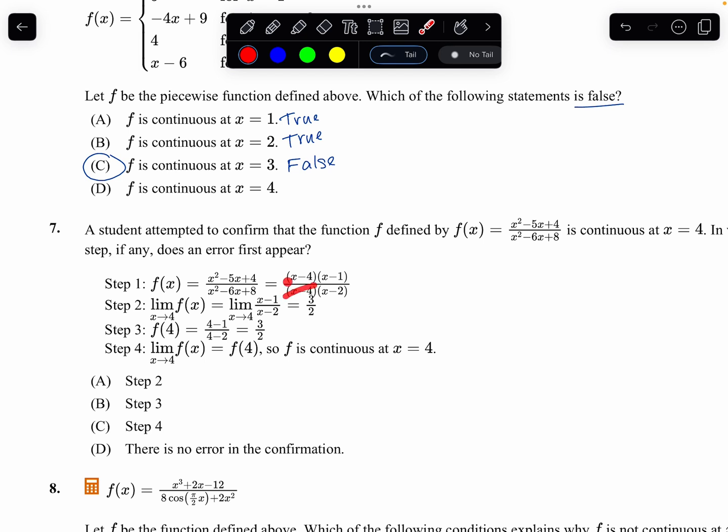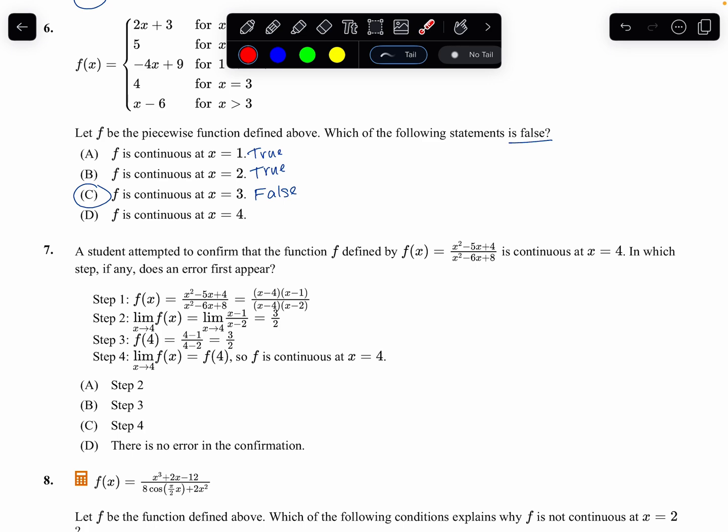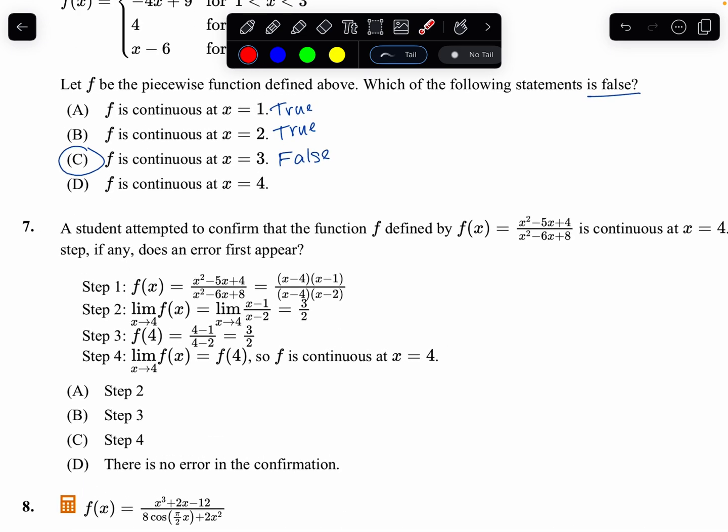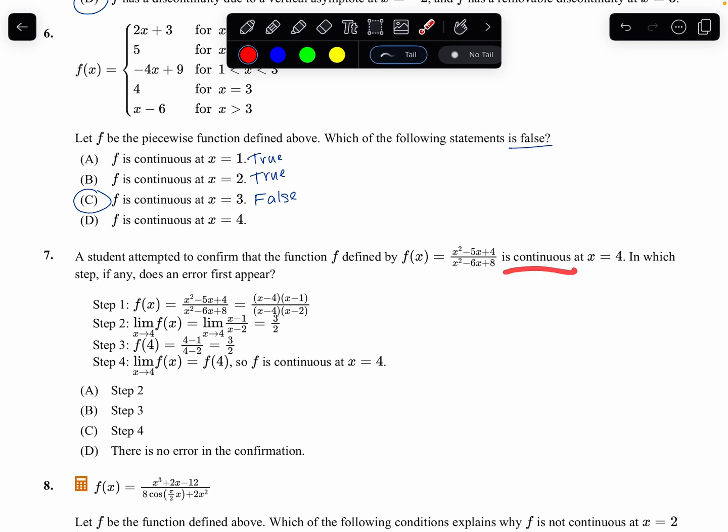He noticed that those could cancel, right? And so the limit as x approaches 4 would be 3/2. Okay, so I'm trying to think, where's he going with this? So he knows that the limit of this function at x equals 4 is 3/2, and if he's trying to make sure it's continuous, then the next step should be to make sure that f of x at x equals 4 is also 3/2.